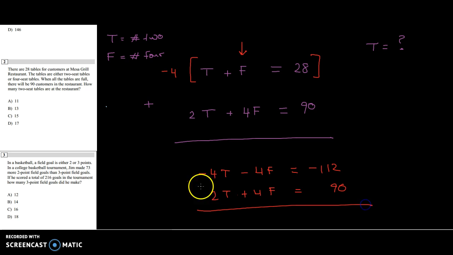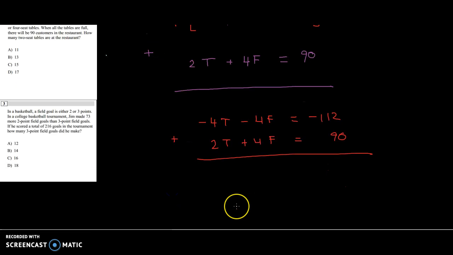Alright, so now, if we add this in the red, what happens? -4t plus 2t is going to be -2t, right? -4f plus 4f, 0, gone. We got rid of it. Is equal to -112 plus 90 is going to be -22. Alright, and then the last step would be, we could divide both sides by -2, and we end up with t is equal to 11.